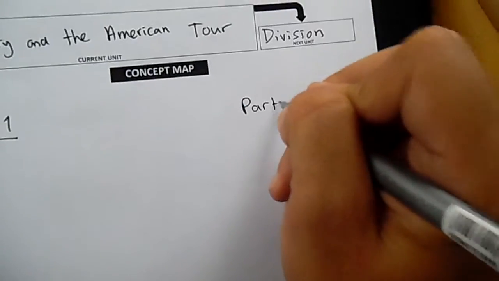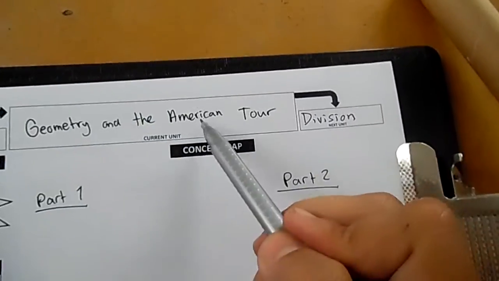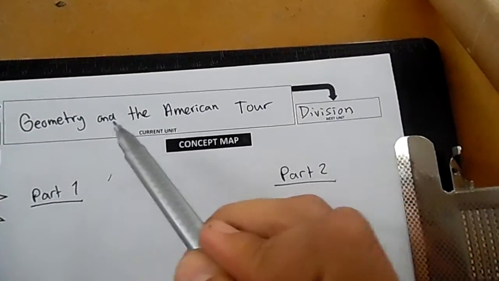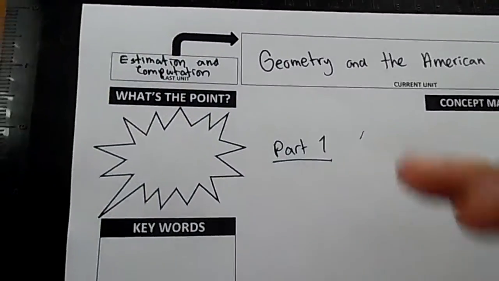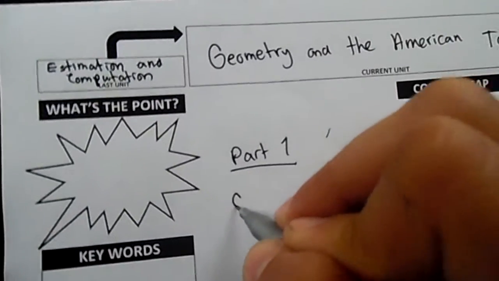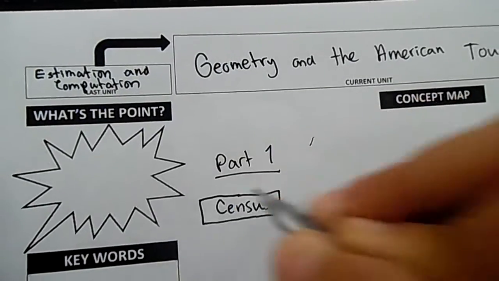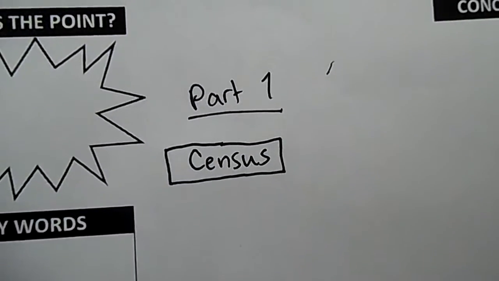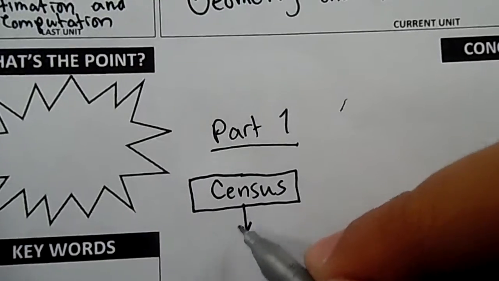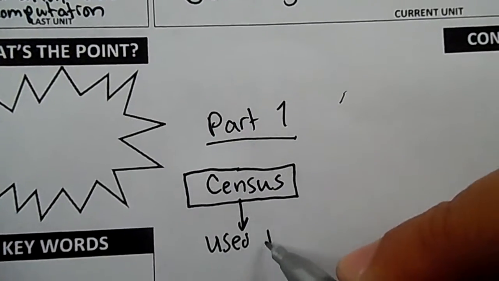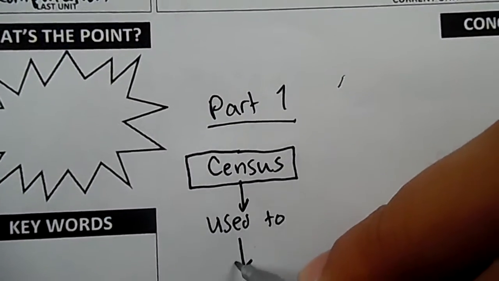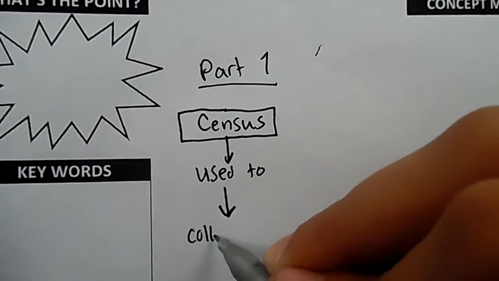Okay, so the concept map. Our unit has two parts. Part 1 and Part 2. Part 1 is the American tour, and then Part 2 will be geometry. So really quickly, we looked at already a census. If you remember, a census was a way to gather data. So a census is used to collect data.